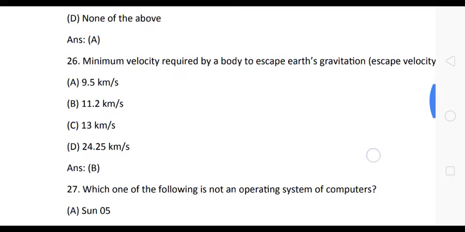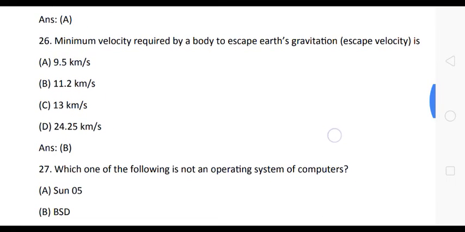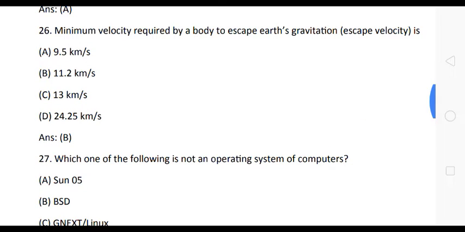The next question is, minimum velocity required by a body to escape Earth's gravitation is, the correct answer is option B, 11.2 km/s.